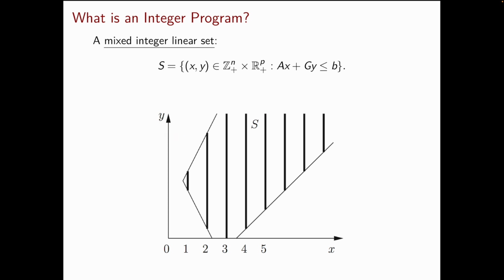We have the requirement that x is greater than or equal to 0 and y is greater than or equal to 0, and the three additional linear inequalities given by these lines. The first one over here, the second over here, and the third over here. Now the set S is the union of these vertical black segments. And, like the previous example, also this mixed integer linear set is infinite.